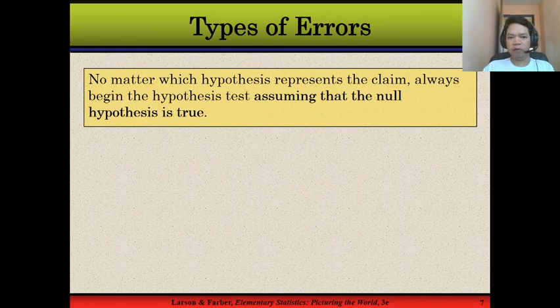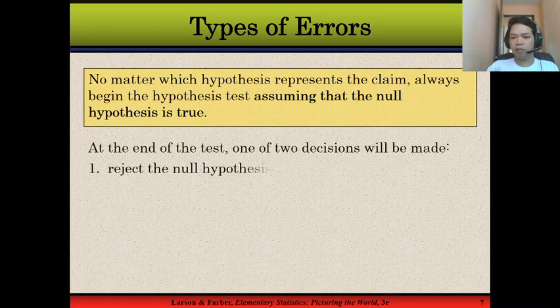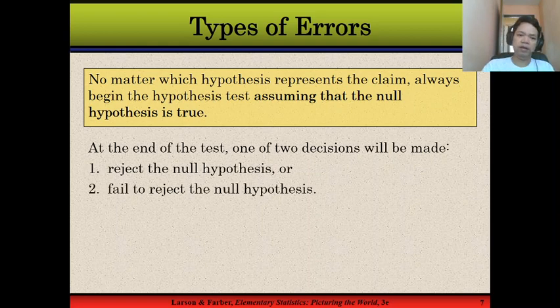Okay, types of errors. No matter which hypothesis represents the claim, always begin the hypothesis test assuming that the null hypothesis is true. So at the end of the test, one of two decisions will be made: 1. Reject the null hypothesis, or 2. Fail to reject the null hypothesis. So simply, decision 1 is to reject the null hypothesis, decision 2 is to accept. Ibig sabihin ng fail to reject is the same as accept the null hypothesis.